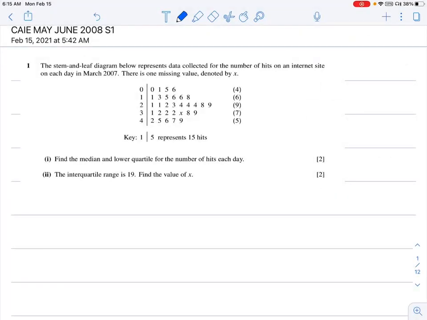So welcome to this May June 2008 paper S1 of CIE. We shall solve all the questions. He's asking to find the median and the quartiles.